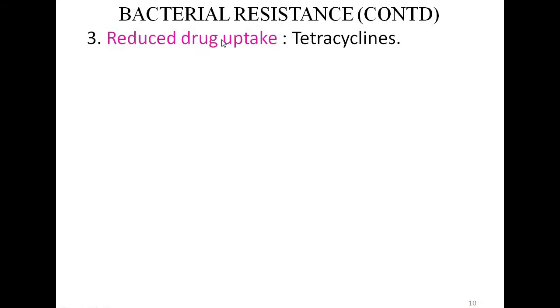A third mechanism of drug resistance is, for example, tetracyclines. Tetracyclines need to bind to the 30S ribosomal subunit of the bacteria, which means tetracycline needs to enter the bacteria. In resistant bacteria, the uptake of tetracycline is reduced. So tetracycline does not enter the bacteria, therefore is ineffective.